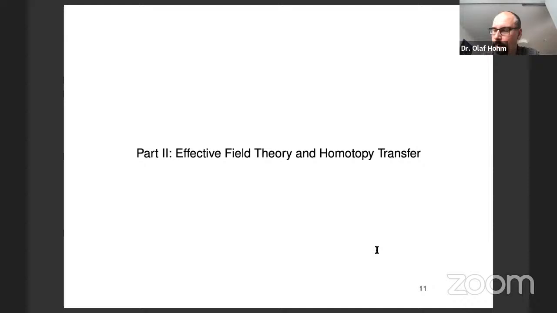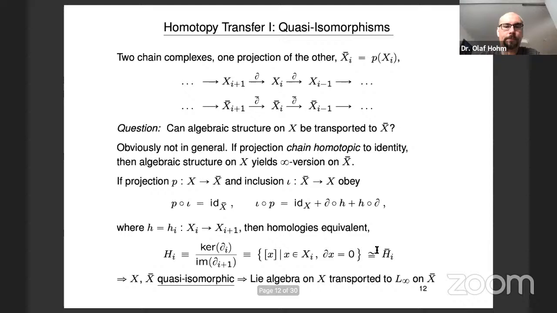Now I will introduce an algebraic notion called homotopy transfer and explain its relation to physics in the context of integrating out degrees of freedom, and hence in effective field theory. Okay, so let's start on the mathematics side. So homotopy transfer, which is also sometimes called, or closely related to, what's called quasi-isomorphisms.